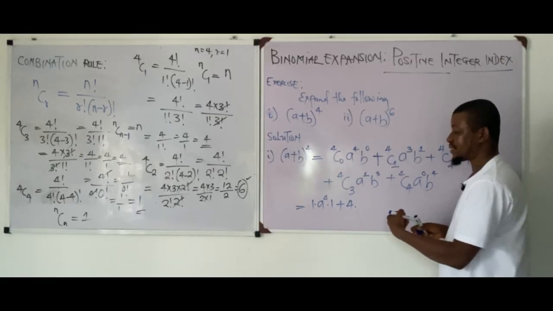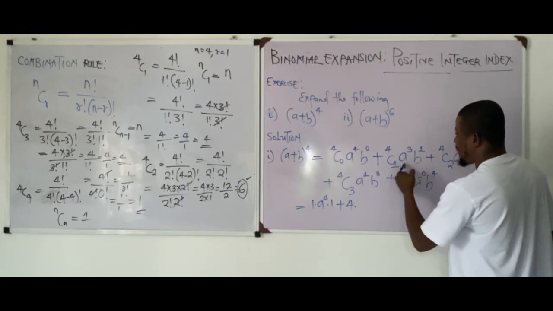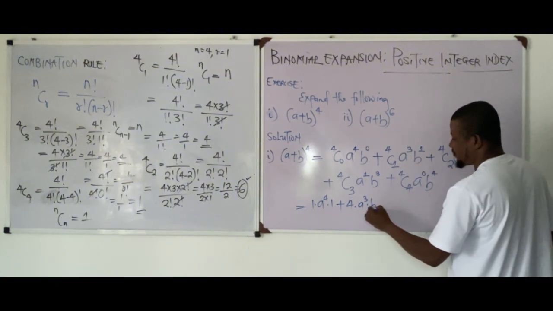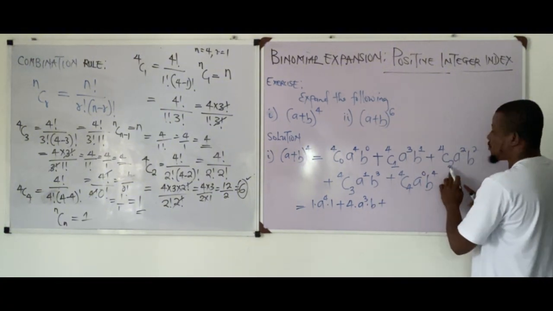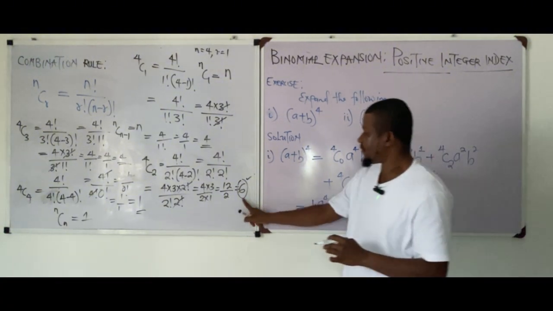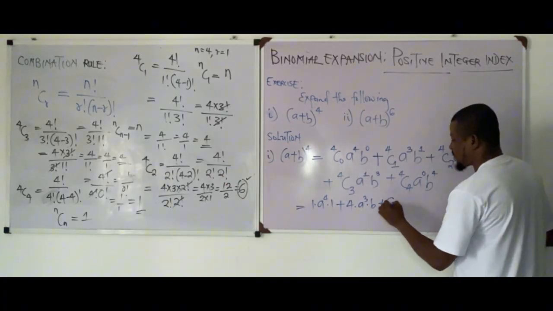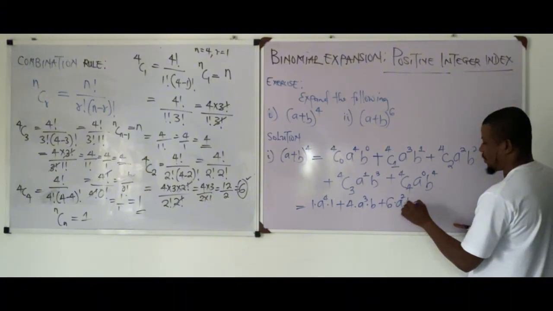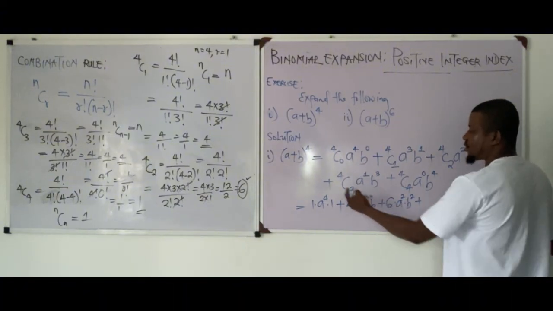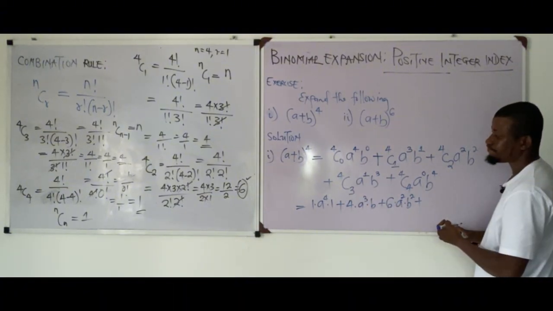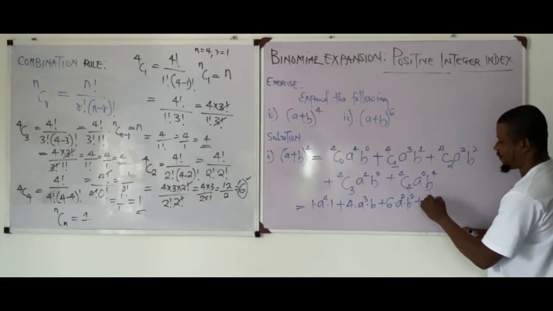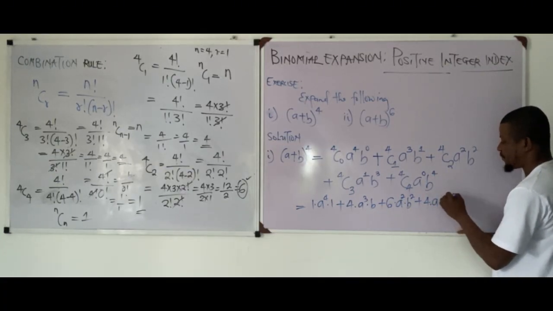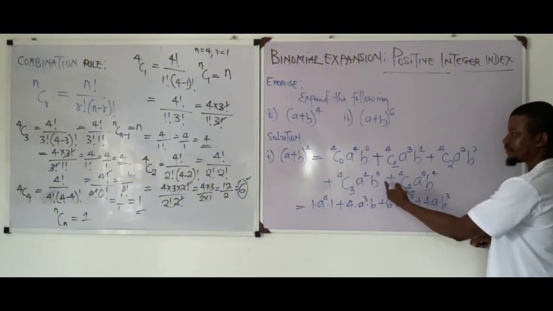So a to the power 3 is a to the power 3, times b to the power 1 is b. Plus 4 combination 2, like we did, is 6, so I have 6 here, a to the power 2, b to the power 2. Plus 4 combination 3, like we did, is 4, a to the power 1 is a, b to the power 3. So I'm just following up on this.